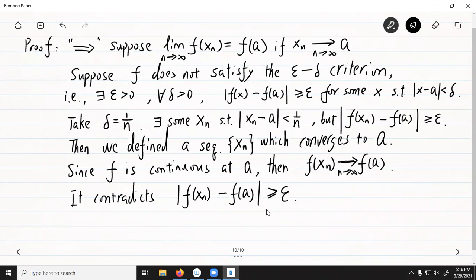So since we have the contradiction, where is the problem? The problem is we assumed it does not satisfy. So in other words, f satisfies the epsilon delta criterion at a. Okay, so this is one direction. Keep in mind, when we talk about an if and only if problem, we need two directions. So now let's look at the other direction.